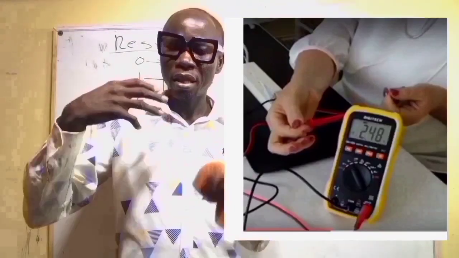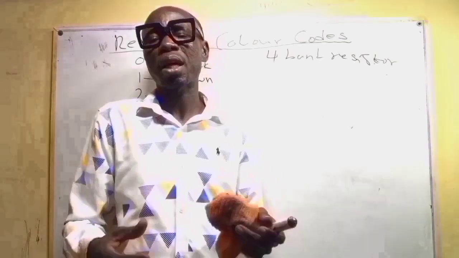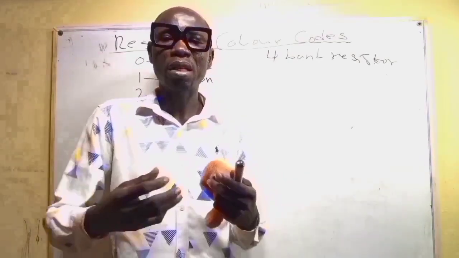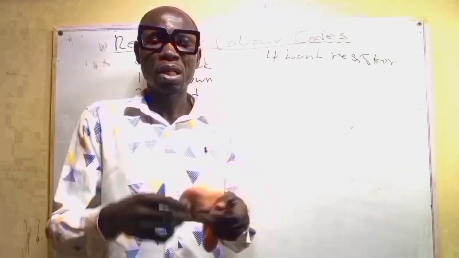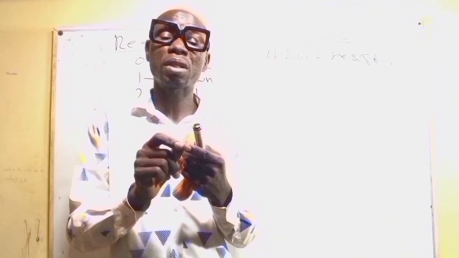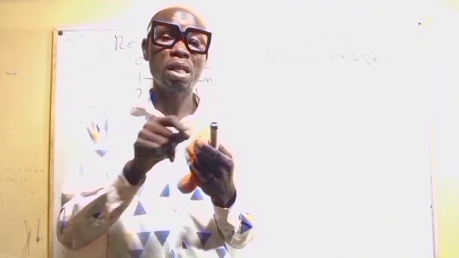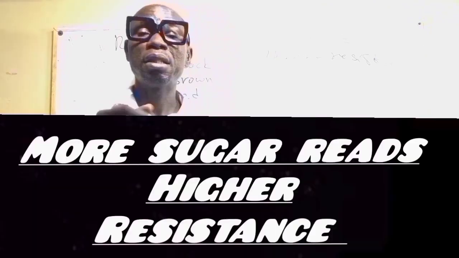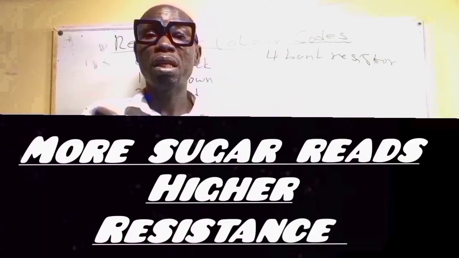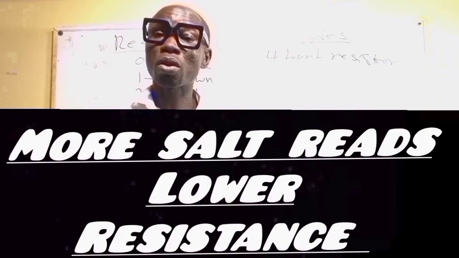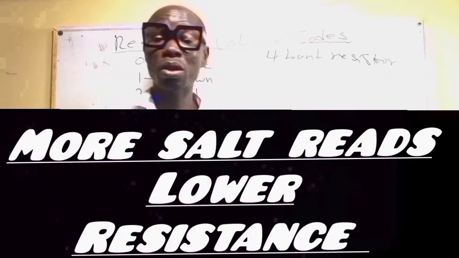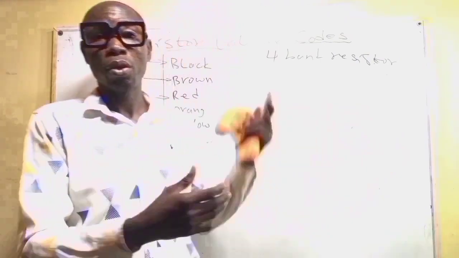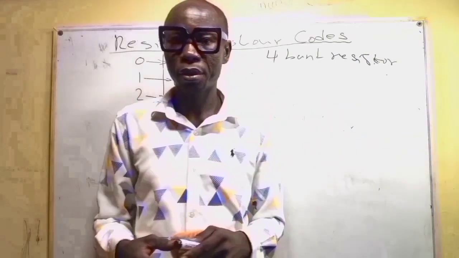I mean that a human being is a conductor, and we have a resistance that reduces the flow of electric current. So because the blood is a conductor, the test strip is reading the resistance. It reads the resistance according to how much sugar or salt is in the blood. If there's more sugar, it will read higher resistance, and if you have more salt, it will read lower resistance. But we are not into those details. We are into resistor color codes.